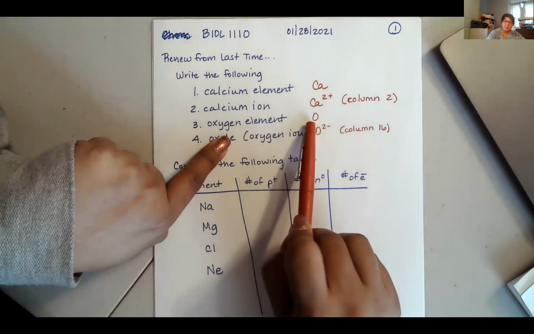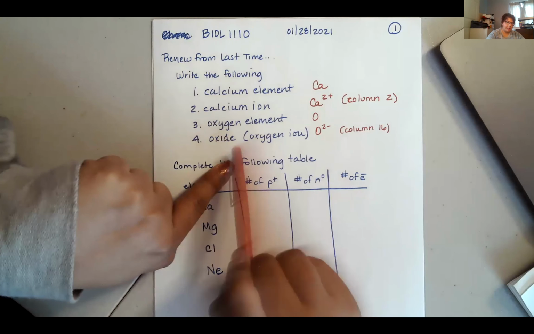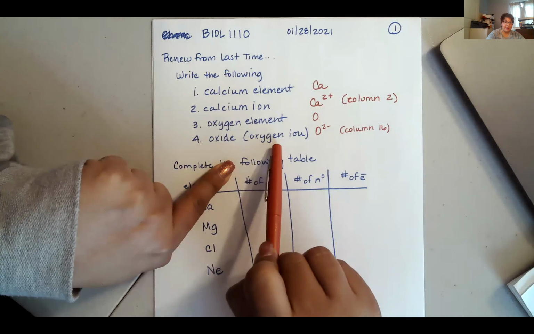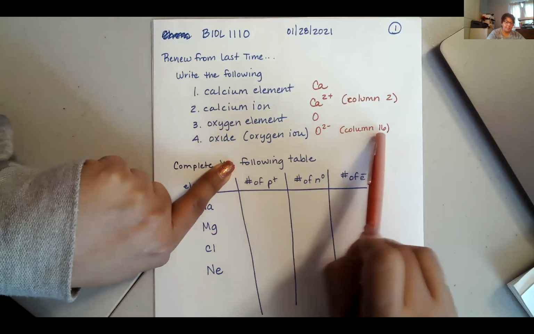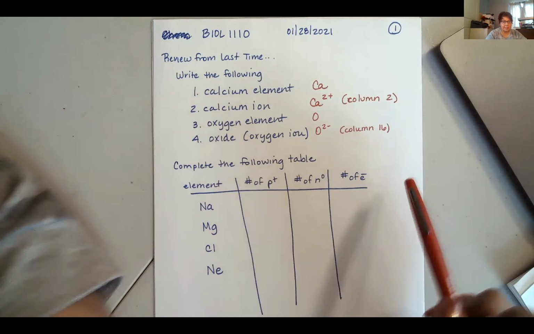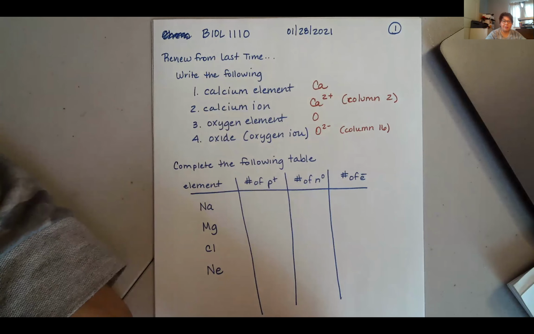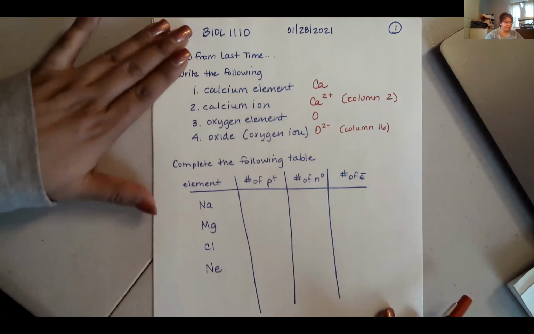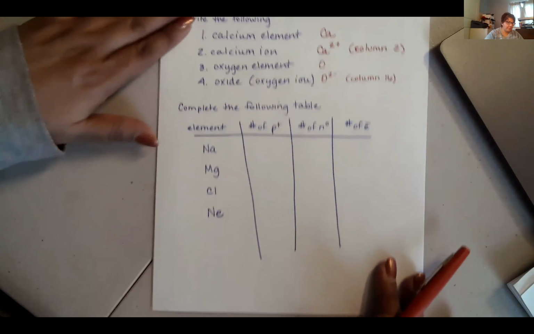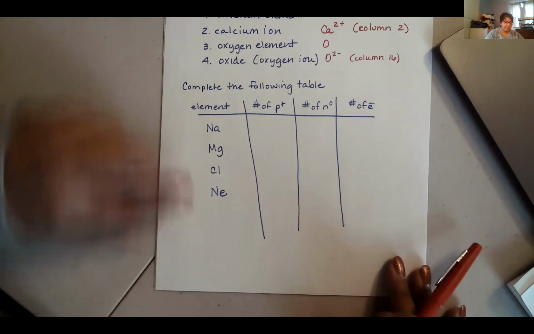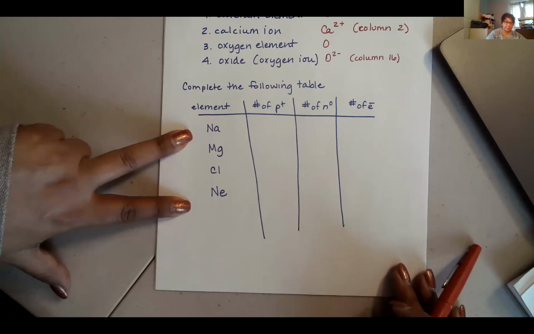Oxygen element is just O. Oxide or oxygen as an ion, because it's in column 16, everybody that we're interested in column 16 forms a -2 ion. We're going to practice a little more with our tables today. But let's move on to this sample question.